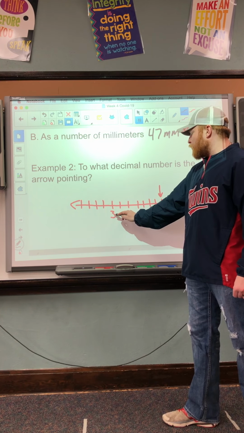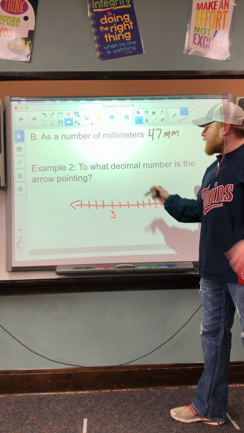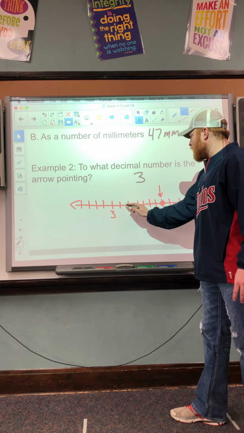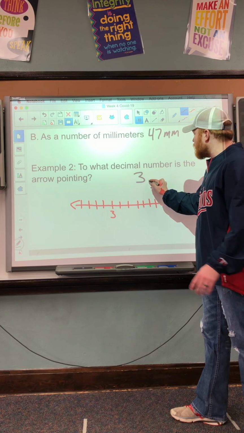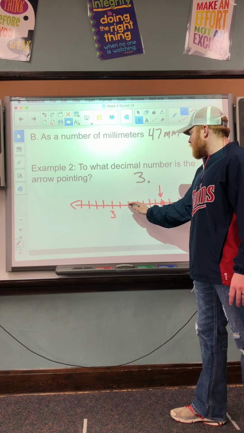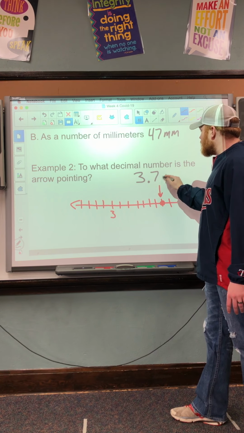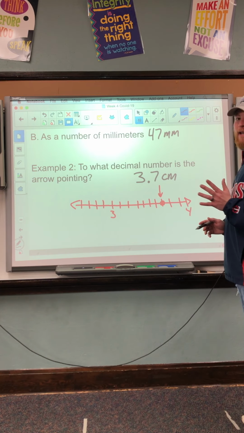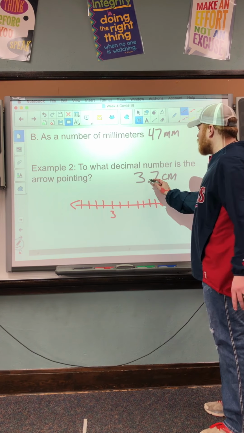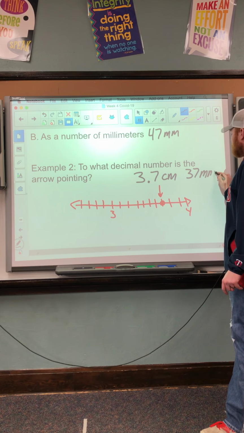So if we're at 3 centimeters, it's between 3 and 4, but it's less than 4, so it has to be 3. And there's 1, 2, 3, 4, 5, 6, 7, 8, 9. There's 10, so then we can do tenths. So it'd be 1, 2, 3, 4, 5, 6, 7, and say this is centimeters. To change it to millimeters, again, either multiply it by 10 or just move the decimal to the right one place. So then it would be 37 millimeters.